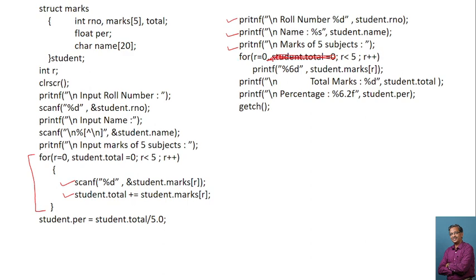For r equal to 0, r is less than 5, r plus plus, print with %d. It will print all the marks on the same line, the marks of 5 subjects. Then on the next line we are printing the total marks, and then the percentage. So this is how we can work with an array within a structure. Thank you very much.